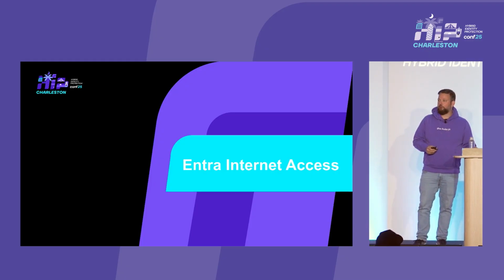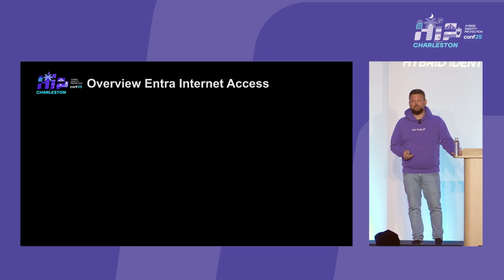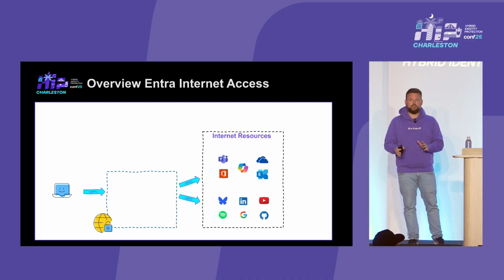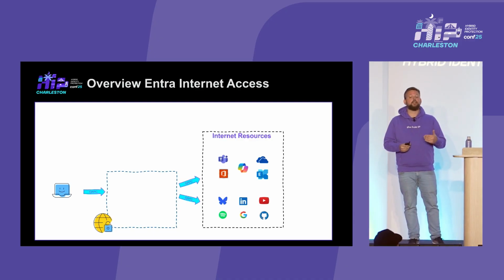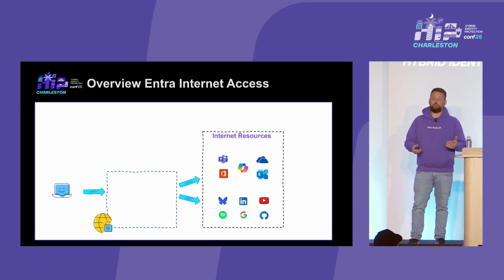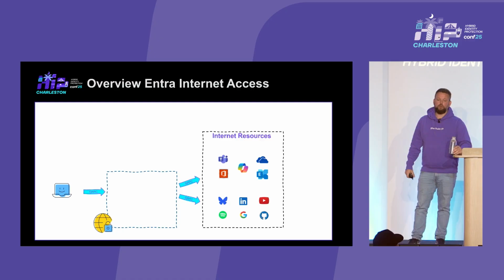After a lot of Entra Private Access, I'd like to switch gears over to internet access. Internet access works relatively similar to private access from an architectural view. The client is connecting to Global Secure Access, and Global Secure Access is connecting to internet resources. This can be different kinds of internet resources. I placed a few of them there.